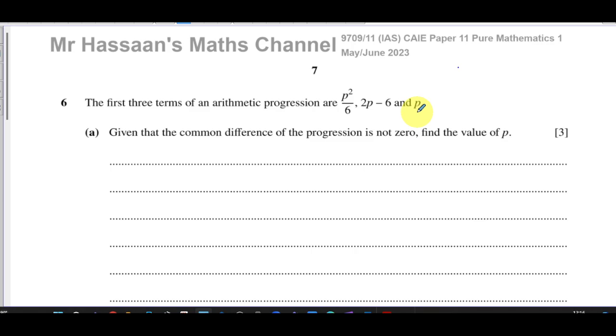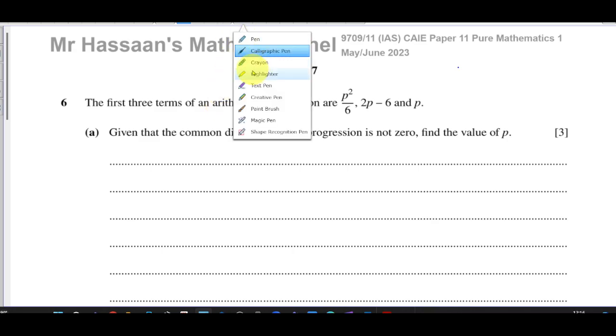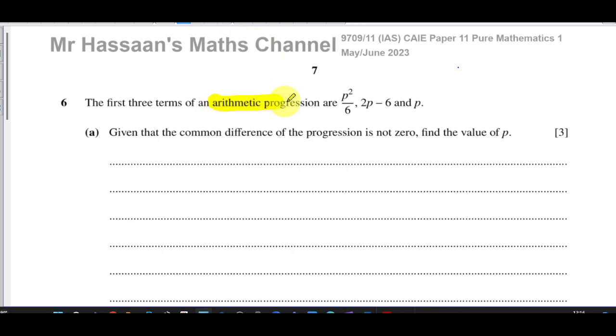This is about series. It says the first three terms of an arithmetic progression are p squared over 6, 2p minus 6, and p. Now an arithmetic progression is one where, to get from one term to the next, you add the same amount each time. So that has a common difference. It says, given that the common difference of the progression is not 0, find the value of p.